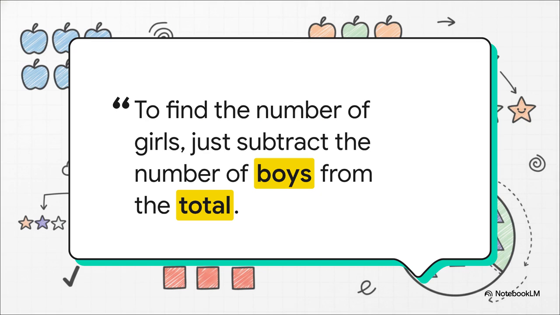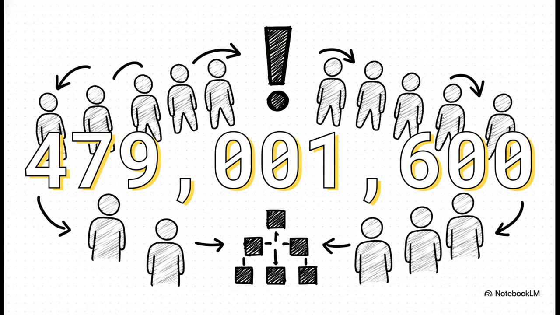Think of it like this. Why would you count every single girl in a class one by one? If you already know the total class size and you know how many boys there are, it's way faster to just take the total, subtract the group you don't care about, and what's left over is the group you do care about. Okay, so let's apply this.